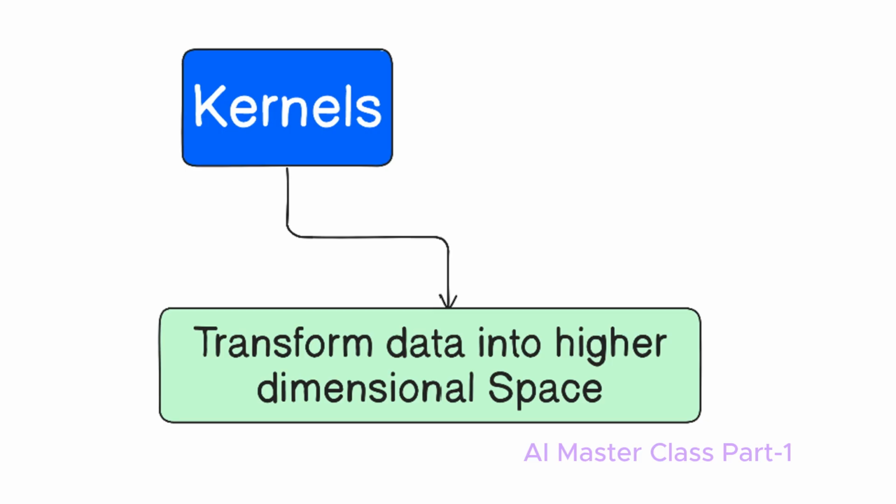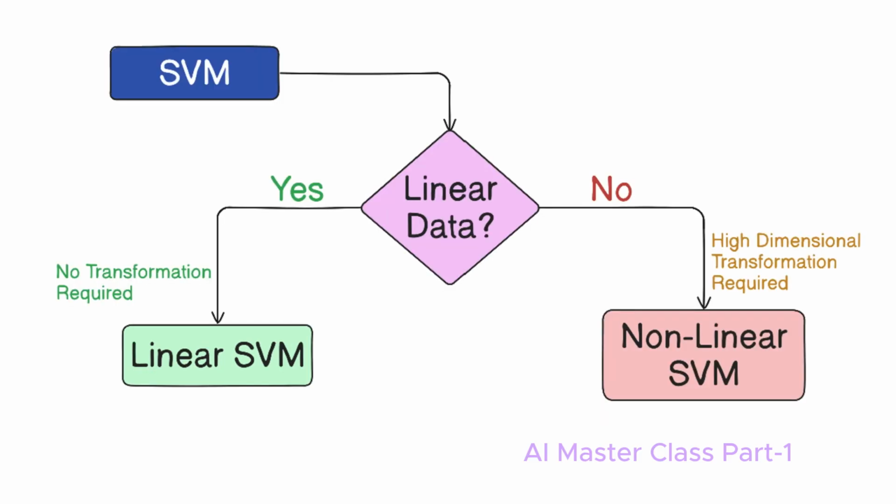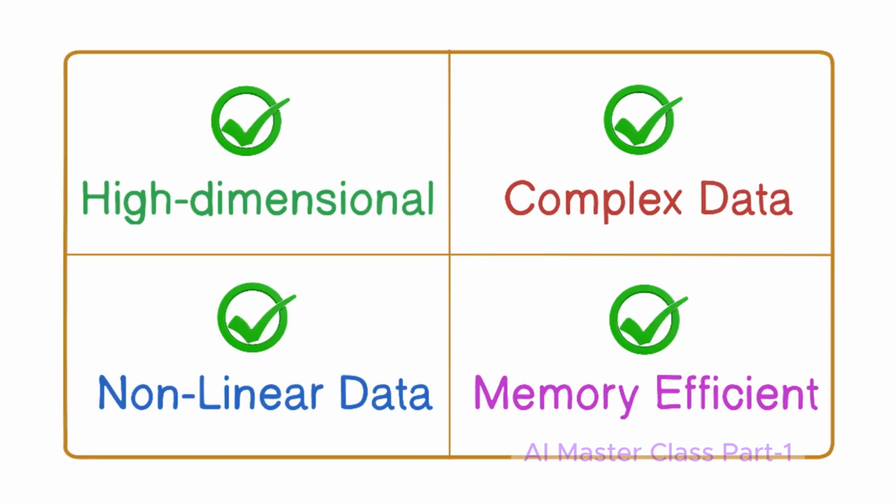This allows SVM to work with nonlinear data as well. Now, based on the type of boundary, SVM is broadly classified into two types, linear and nonlinear SVM. As the name suggests, linear means the data can be classified using a straight line, and nonlinear is when higher dimensional transformation is required. Support vectors are very good at classifying higher dimensional complex data using flexible nonlinear boundaries, with all of this and still remaining memory efficient.